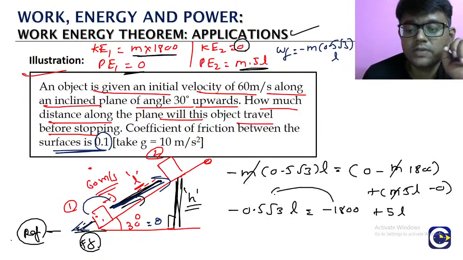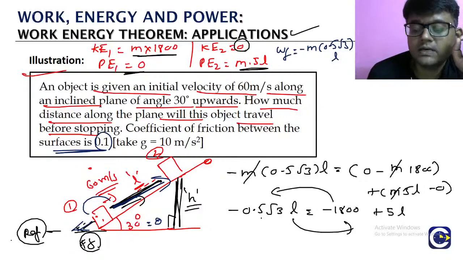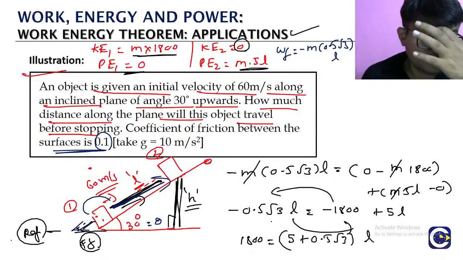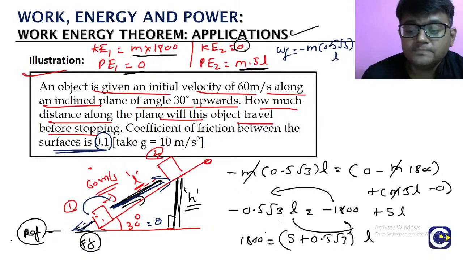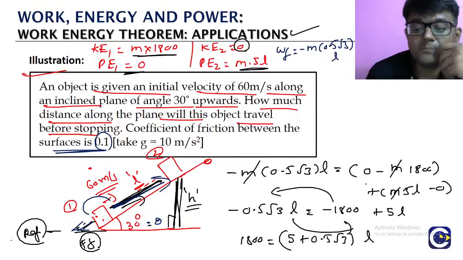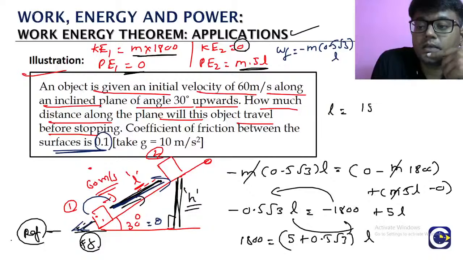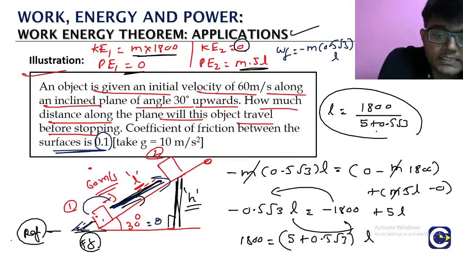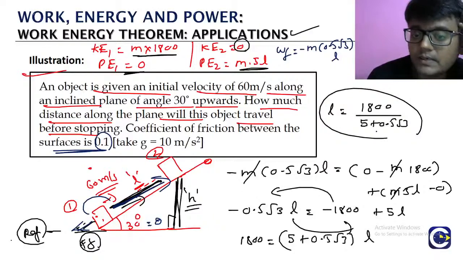So we'll have to rearrange the numbers. 1800 will come to the left side. That is equal to 5 plus 0.5 root 3 into L. Okay, what is it? The L value from here will be 1800 by 5 plus 0.5 root 3. That is the distance that is covered by the object along the plane before it stops.